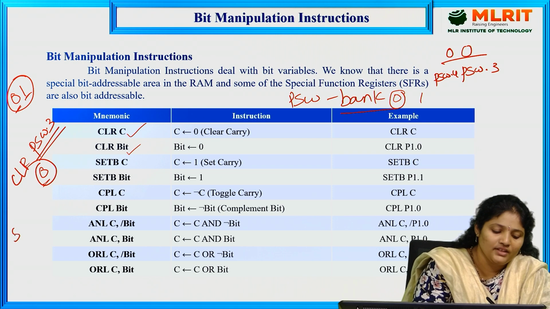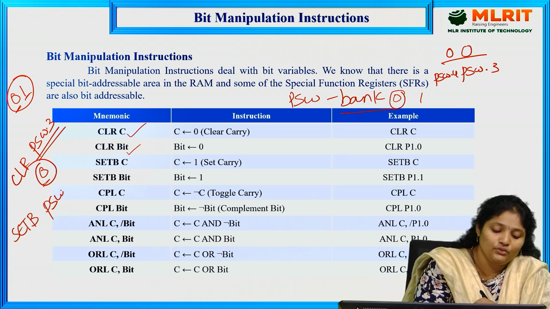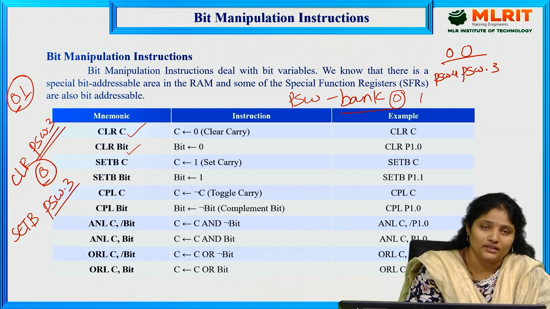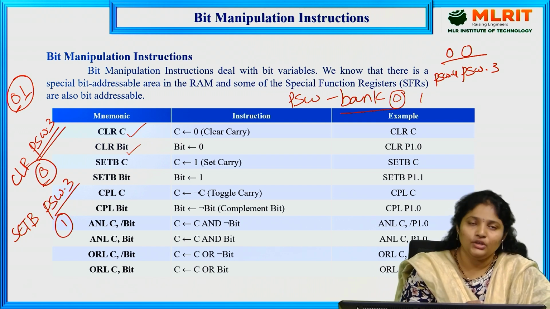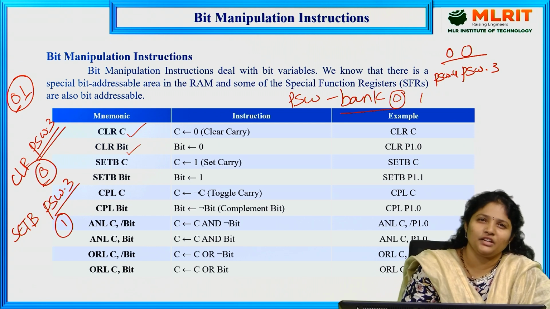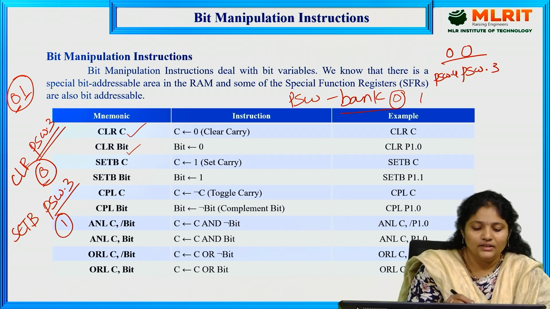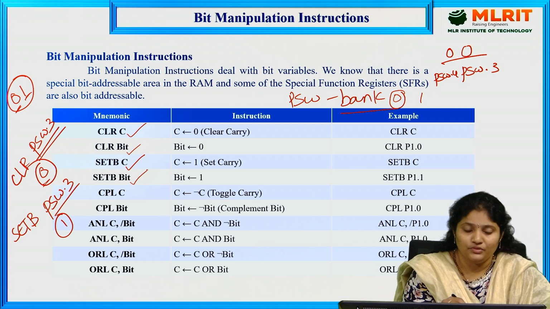You can use the instruction SETB, set bit. You need to write SETB PSW.3. It will go to the PSW, program status word, and set that particular third bit as 1. So to set a bit to 1, you use SETB. To reset or clear the data present in a single bit addressable position, you use CLR. Here, SETB C sets the carry, using C. And here for a bit position, I have mentioned PSW.3, like that.